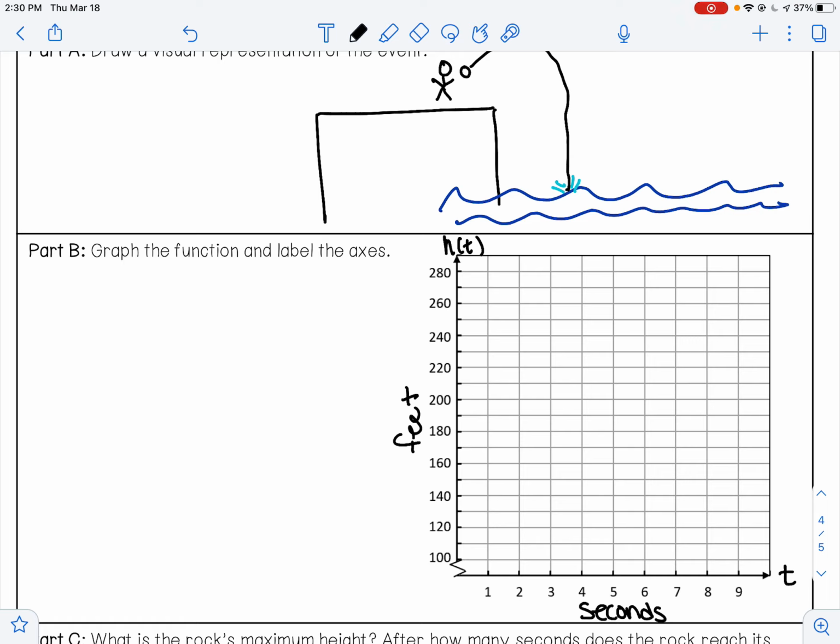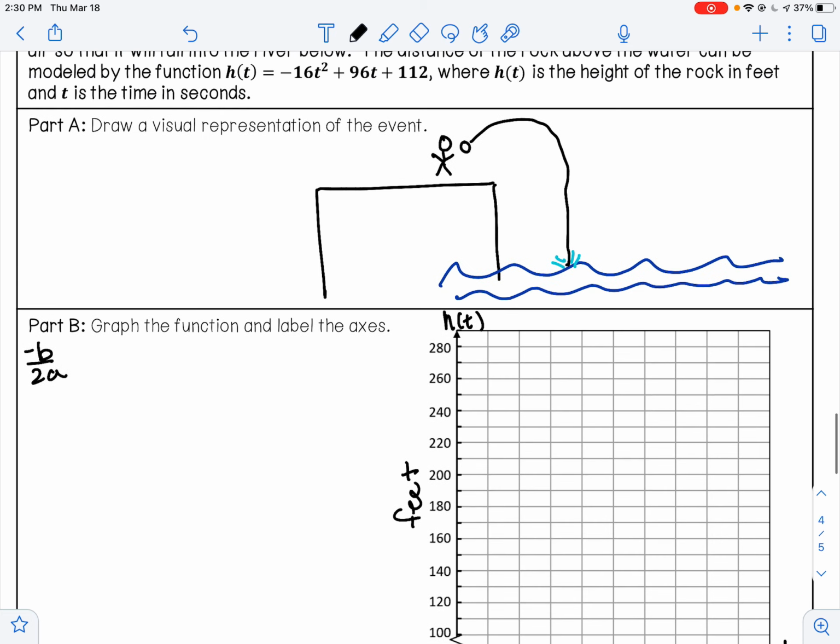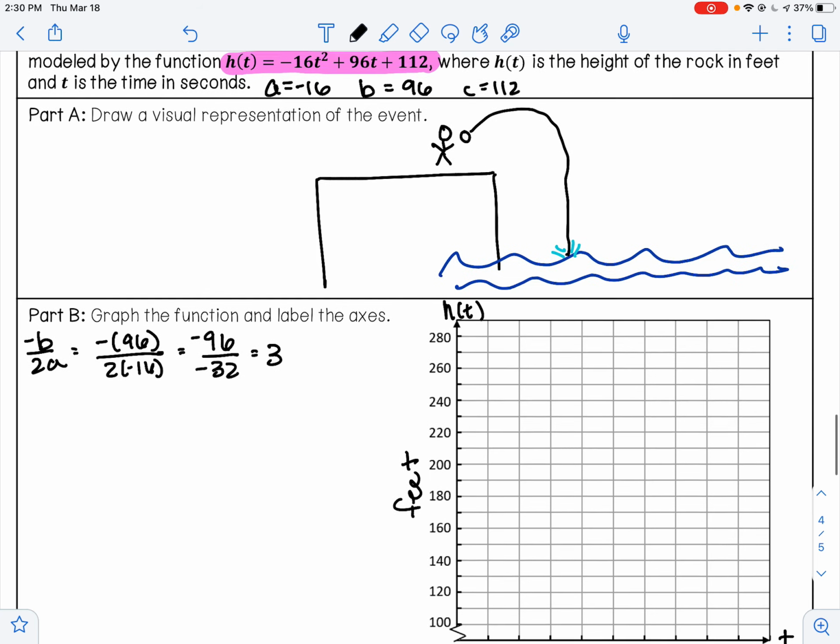So the first thing I want to do is I want to figure out where my vertex is going to be. So I'm going to do negative b over 2a. Again, here is the function that we're looking at. So here a is negative 16, b is 96, and c is 112. So I'm going to have negative 96 over 2 times negative 16. So that will give me negative 96 over negative 32, which equals positive 3.